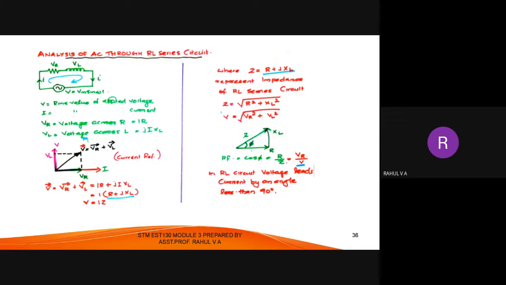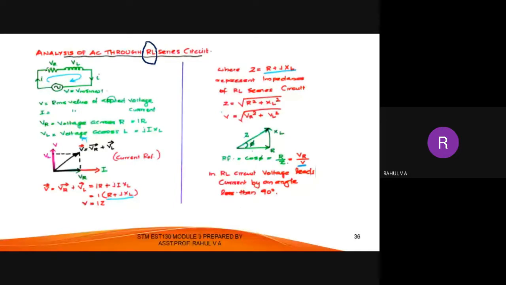Here the first one is RL, the RL series circuit. That means resistor and inductor. There is no capacitor involved. You can see that there is an AC source connected to a resistor first, then an inductor, and it returns back to the supply. The current flowing through the components will be the same because it is a series circuit. That means the same current is flowing through resistor and inductor, and it comes back to the supply.